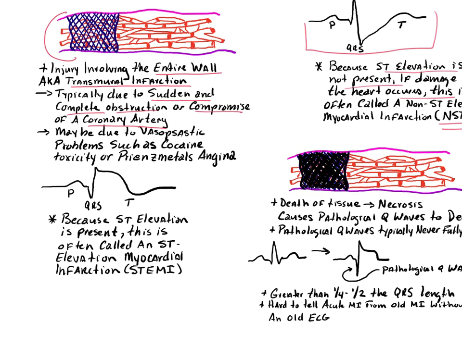However, there are some special cases. It may be due to vasospasm or vasospastic problems. Two examples that I'm going to give you today: first is cocaine toxicity. People take cocaine, and cocaine can cause the coronary vessels to spasm. Sometimes they spasm so rigorously, they constrict so much that it compromises blood flow to the heart. Does that make sense? People can have STEMIs and NSTEMIs simply due to the effects of cocaine.